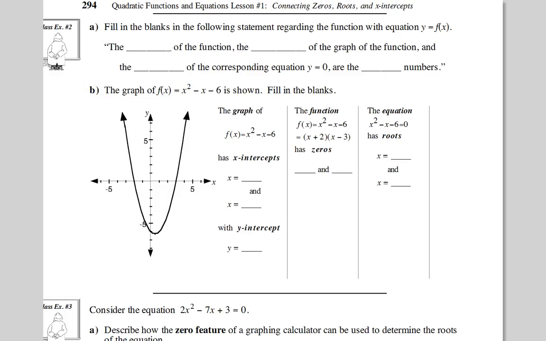It says the graph of this function has x-intercepts of x equals -2 and x equals 3 with a y-intercept of -6. You guys okay with that? -2, look at my screen, x-intercept, +3, +3. Y-intercept -6 is here on the y-axis.